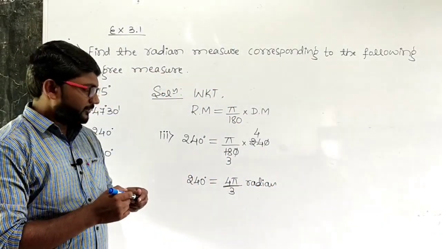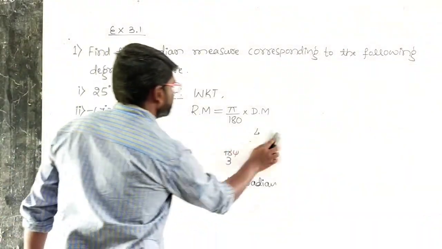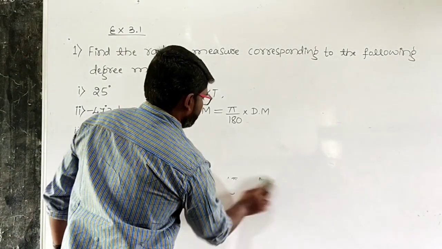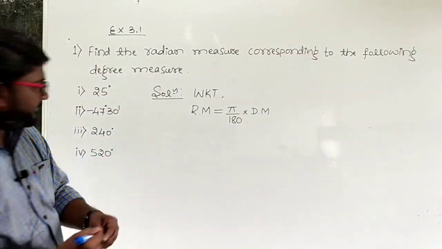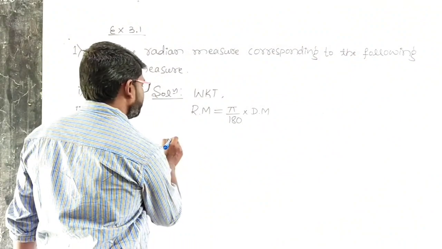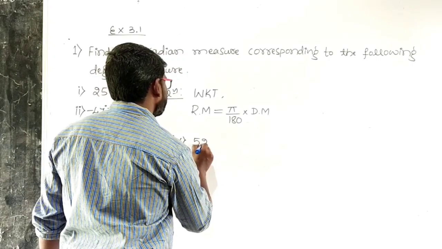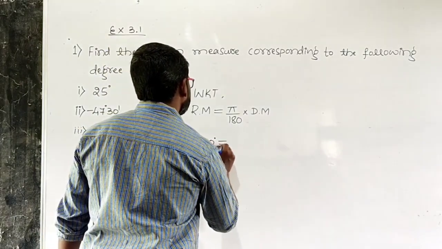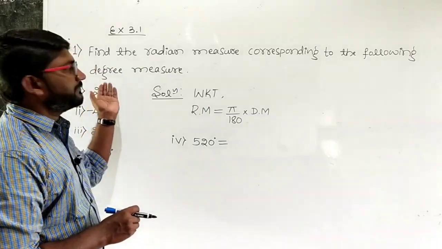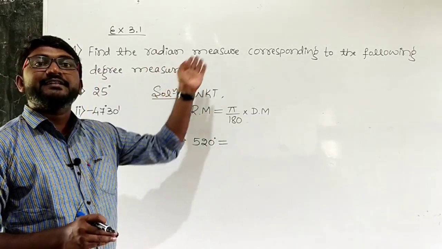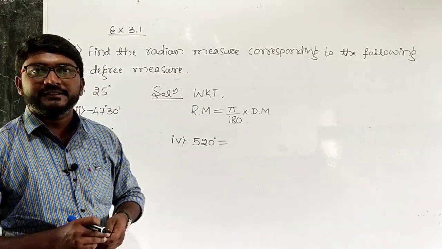So we have to go for the last problem. So let us solve the fourth sub question. It is 520 degree. So this kind of question is given for 1 mark. Convert, or find the radian measure, or find the degree measure. So any one simple question will be given and it will be asked for 1 mark.